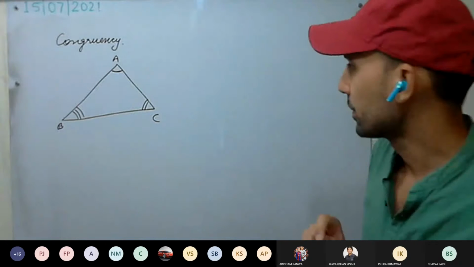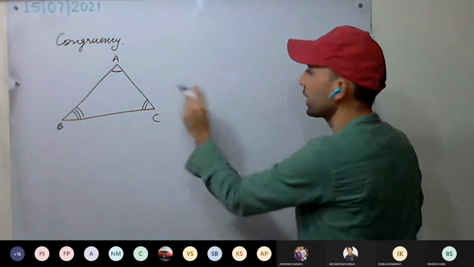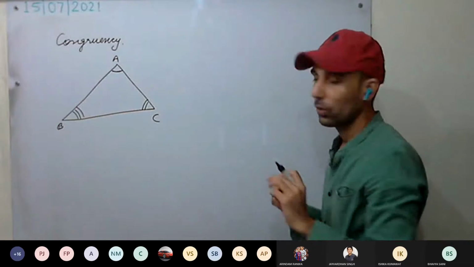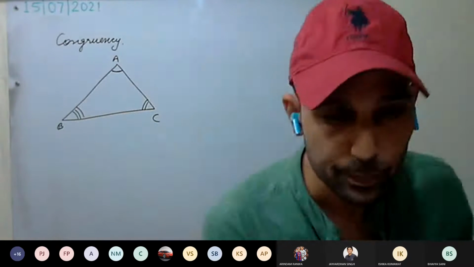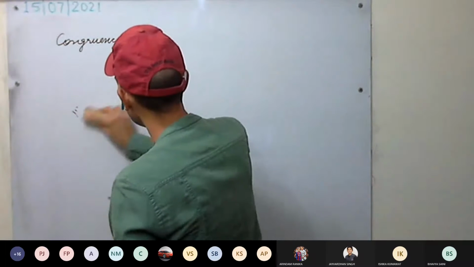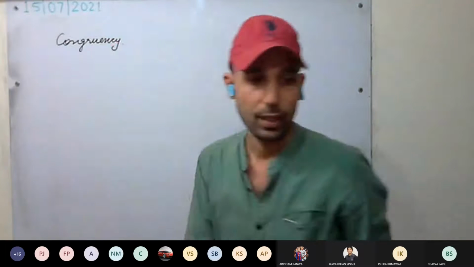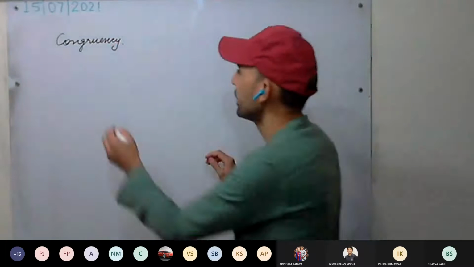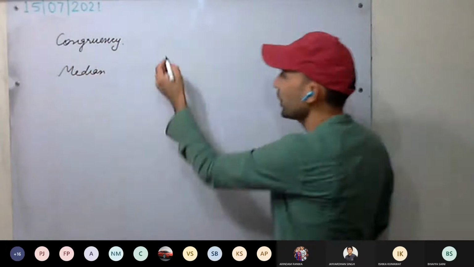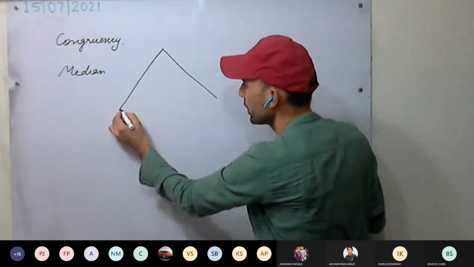Okay, this is clear. Then we have discussed the isosceles triangle, and the equilateral triangle we have discussed already. Today we are going to discuss median and altitude. What do you mean by median? It is MEDIAN. So to draw a median, what do you have to do?